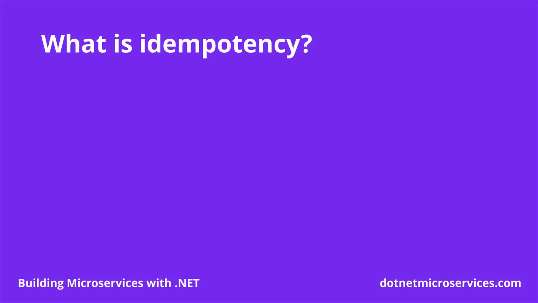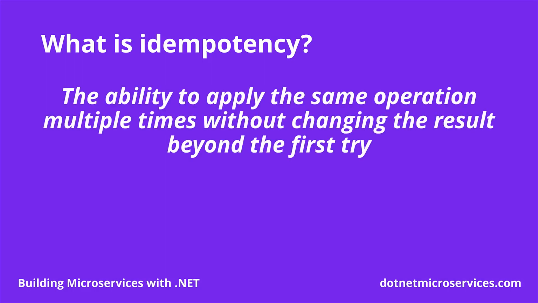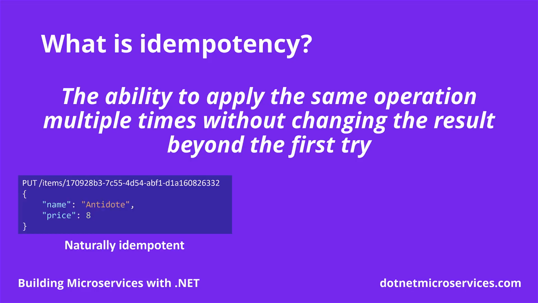What is idempotency? Here is a simple definition I found on the web. Idempotency is the ability to apply the same operation multiple times without changing the result beyond the first try. Some operations are naturally idempotent, like when you send a PUT request to the catalog items REST API. No matter how many times you send a PUT request to update the antidote price to a yield, it would always result in antidotes having a price of exactly a yield.